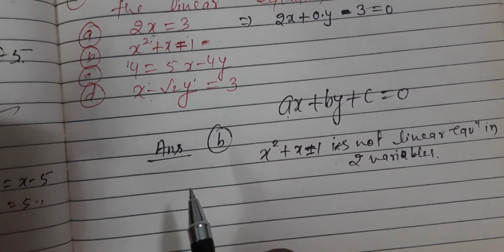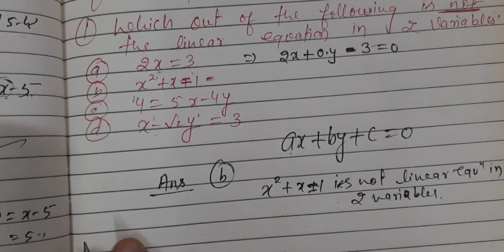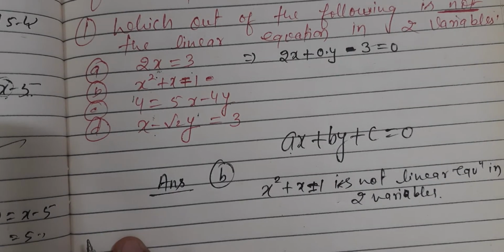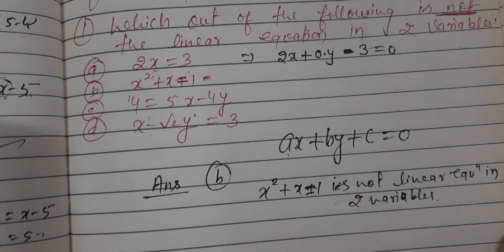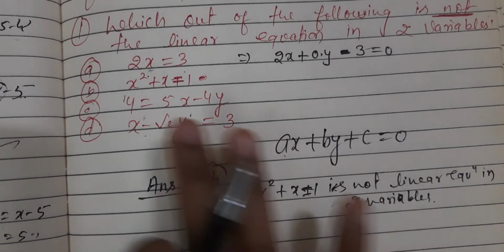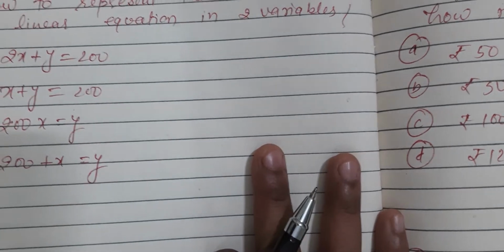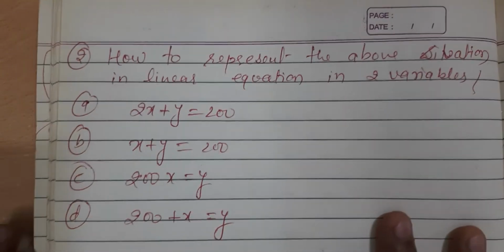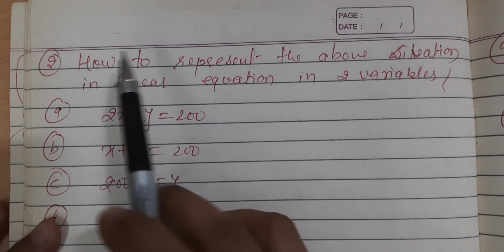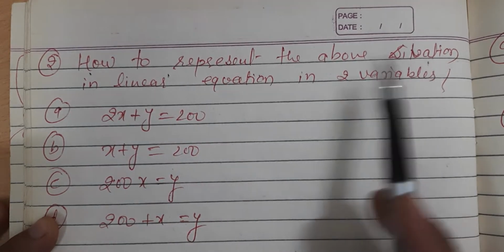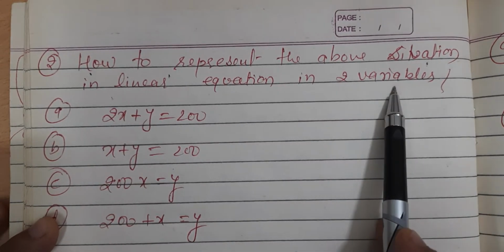Okay, you will be given 5 questions and you have to solve any 4, but here we will solve all the 5 questions. So the first question is clear. Now let's move to the next question. Question number 2. The question says, how to represent the above situation in linear equation in two variables.